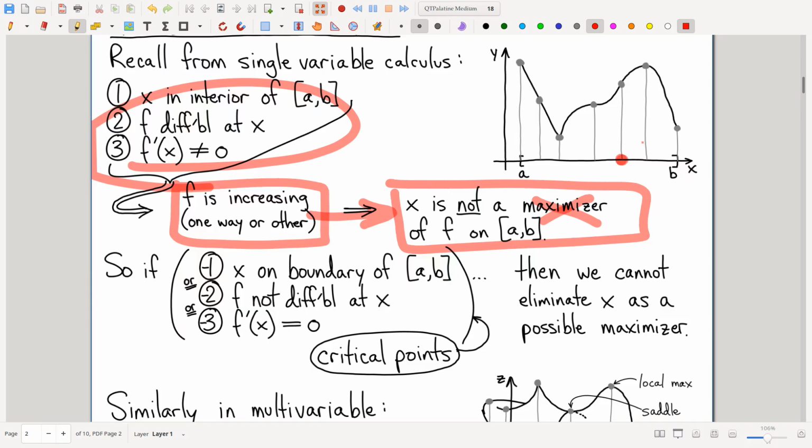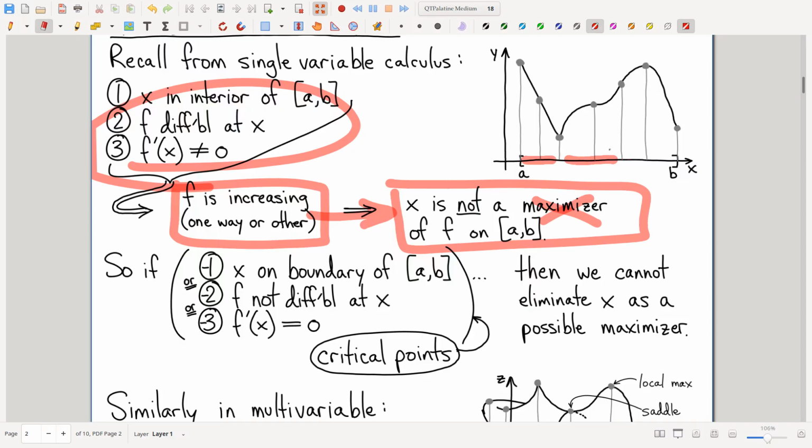Functions still get bigger, right? Likewise, this point over here. Now, that point is not increasing as you go to the right, but as you go to the left, the function is getting bigger. So again, it can't be the maximizer that we're looking for. So the good news is this little elimination argument actually eliminates almost all of the points. And this is deductive. This is for sure, guaranteed.